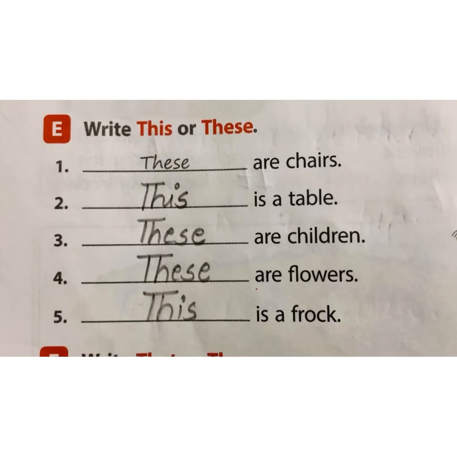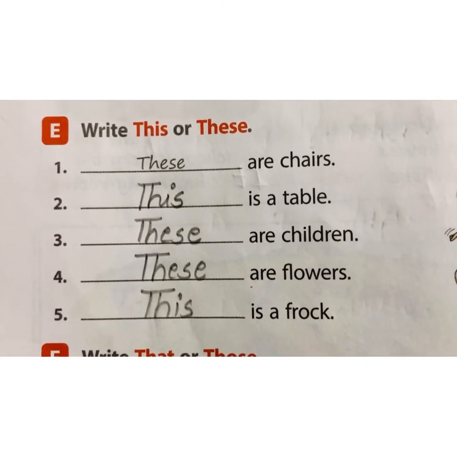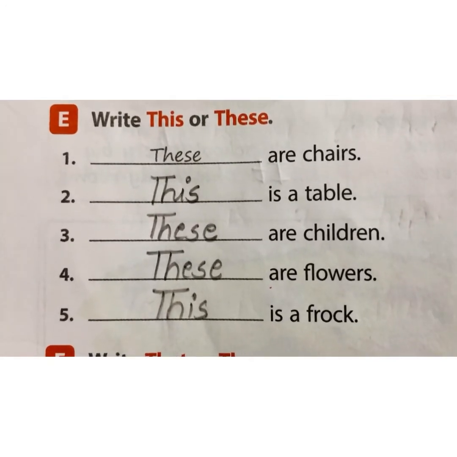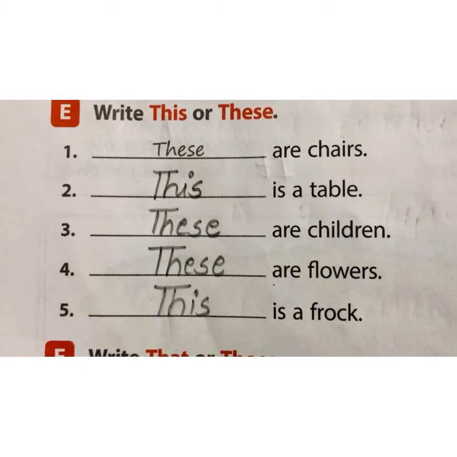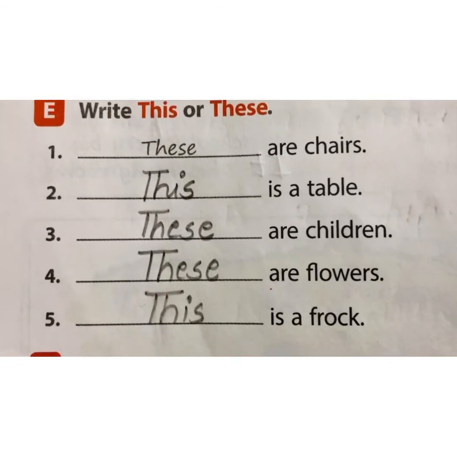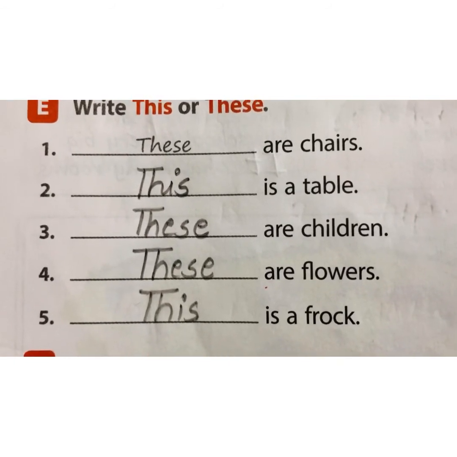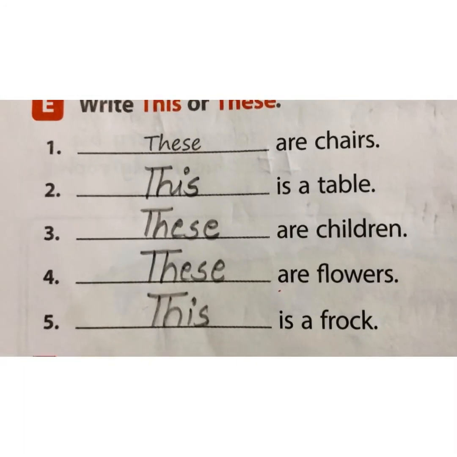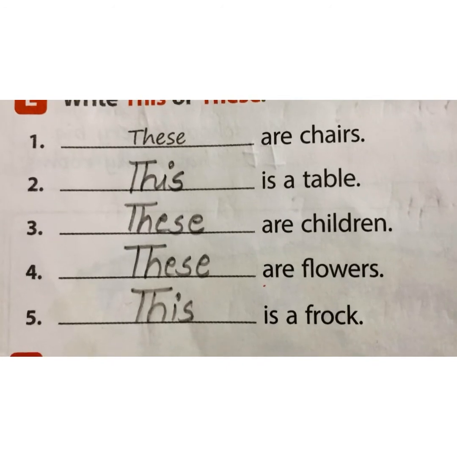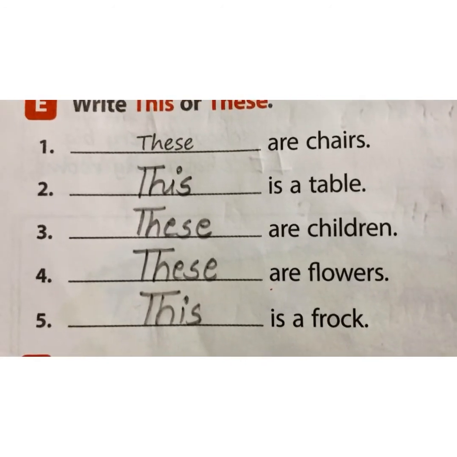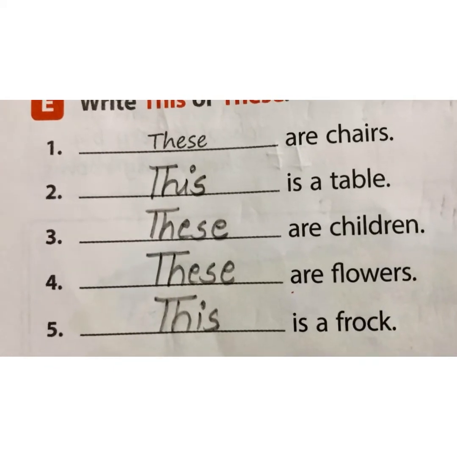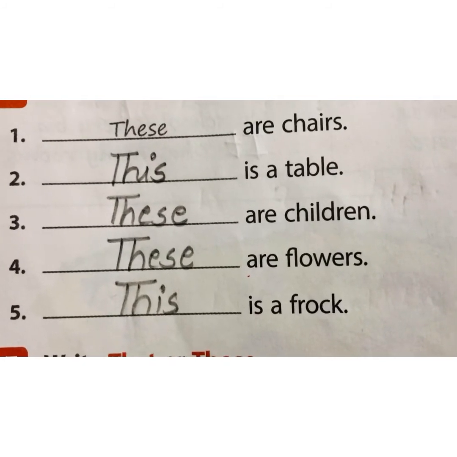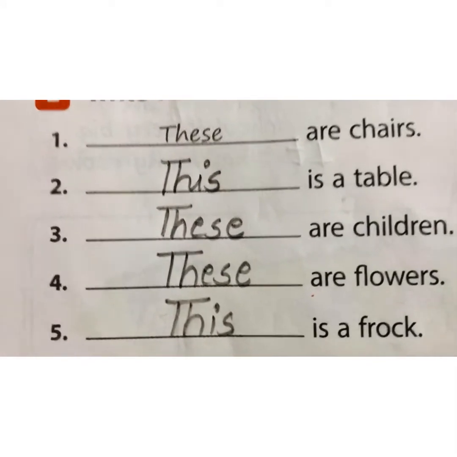E. Write this or these. First, dash are chairs. This one is already done for you. Children, we will use these for plural nouns and we will use this for singular nouns. These for plural and this for singular. The first one is dash are chairs. Chairs are plural. So we will use these. The second one is dash is a table. Table, that means singular, one table. So we will use this.